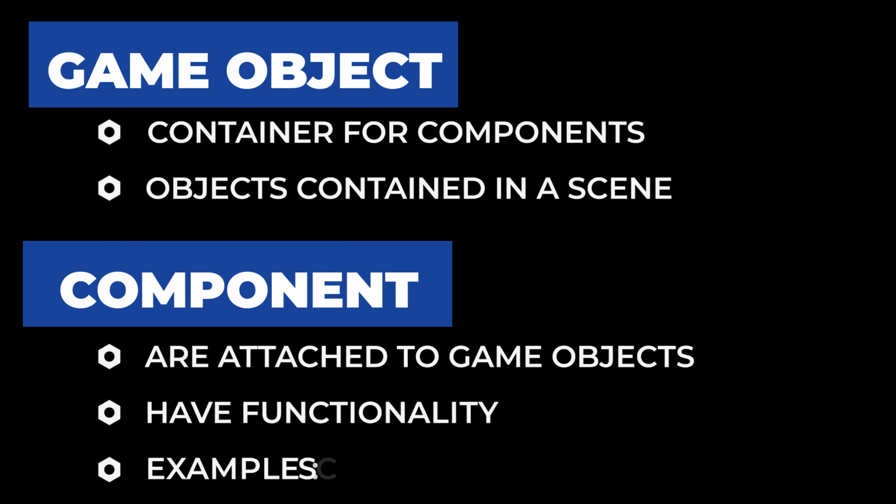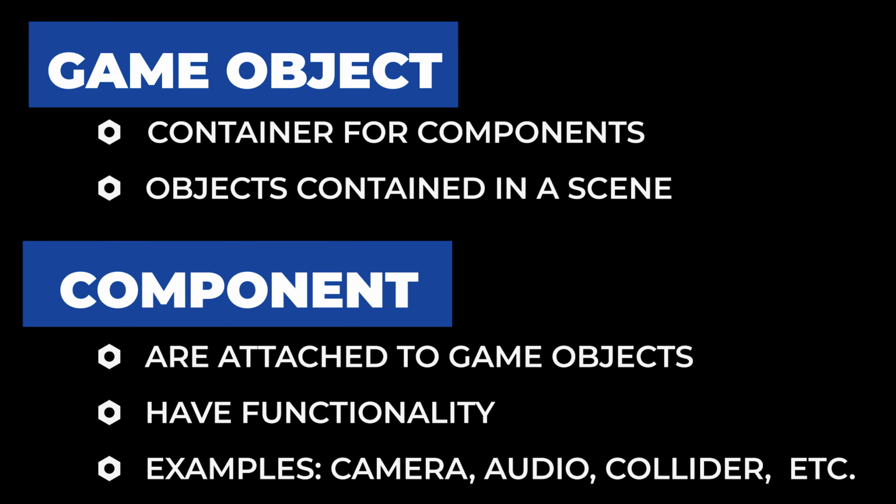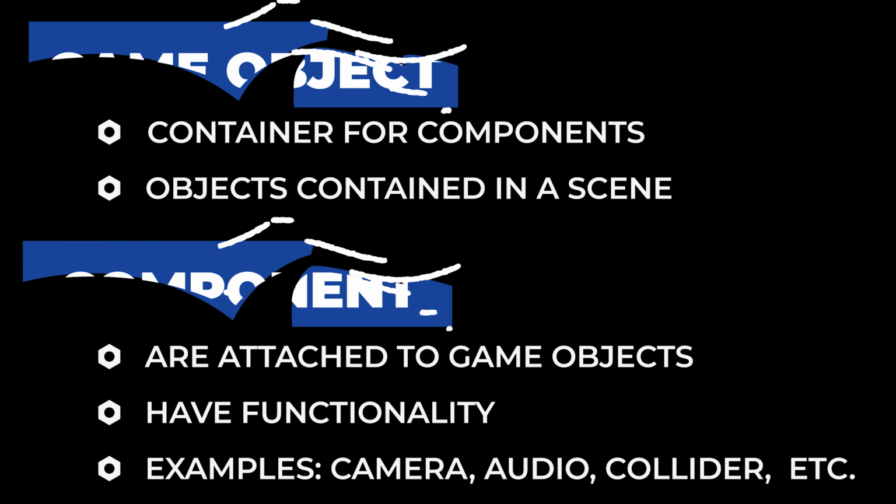Okay, we're going to start looking at some of the more advanced scripting features in Unity. We'll begin by talking about the game object and a component. So the game object doesn't really do anything except act as a container to hold components. Components are attached to game objects, and these have actual functionality. Some examples of components are a camera, audio, colliders, etc.